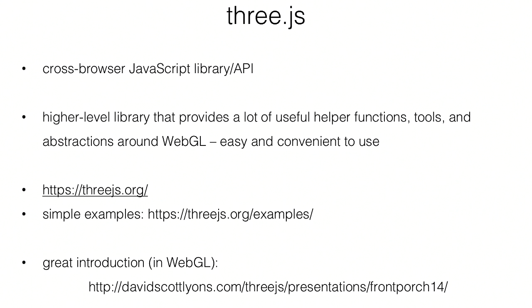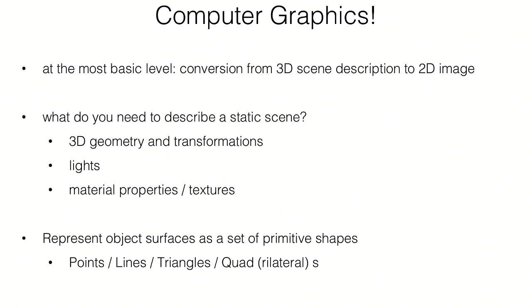But we expose the important mathematical constructs for students to understand the underlying principles. So computer graphics, at the most basic level, consists of converting a 3D scene to a 2D image. What do we need for this? We need some 3D geometry, some transformations, some lighting, and material properties and textures.